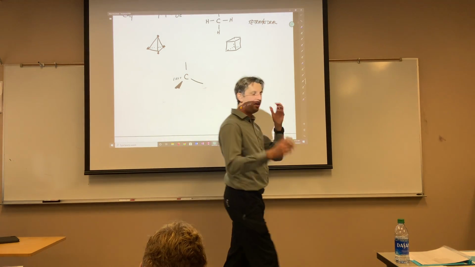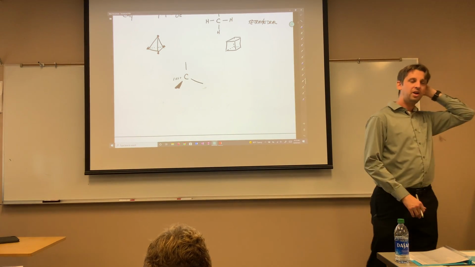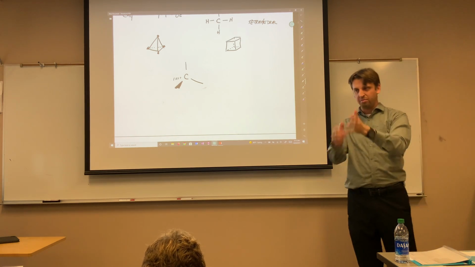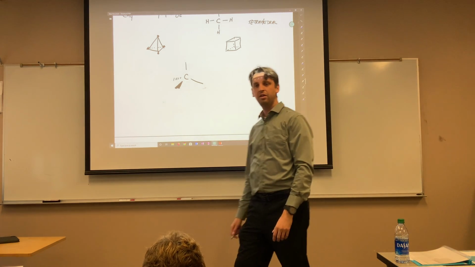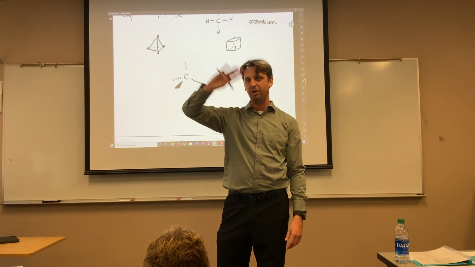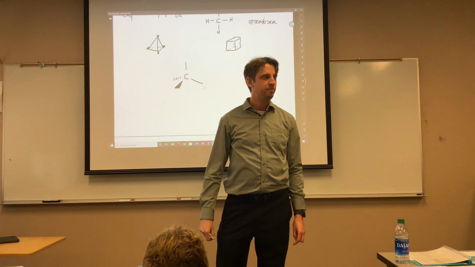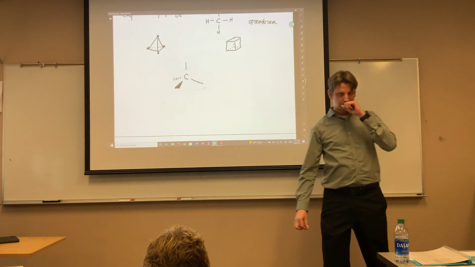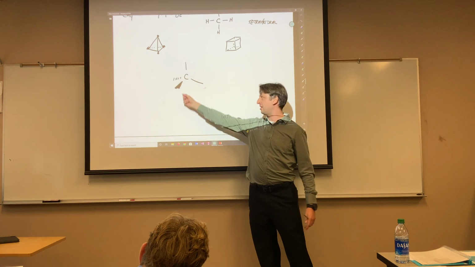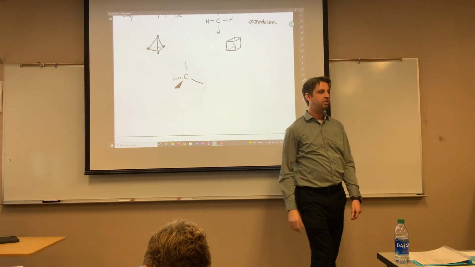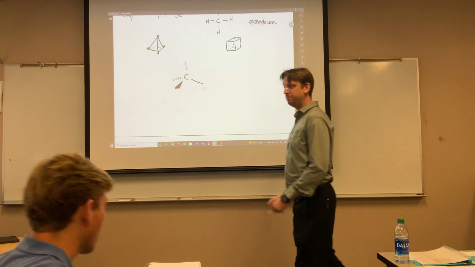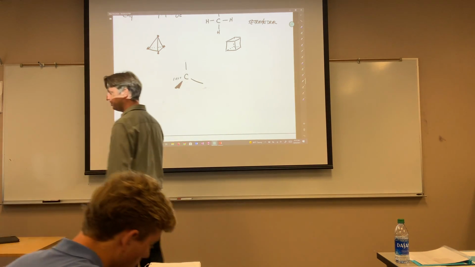The lines that you guys are used to drawing, just the plain straight lines, represent things that are in the plane of the paper or whatever it is that you're drawing on. You with me on that? A wedge bond means it's coming out of the plane. So we have something sticking out of the board here. A dash is going into the board. Good?